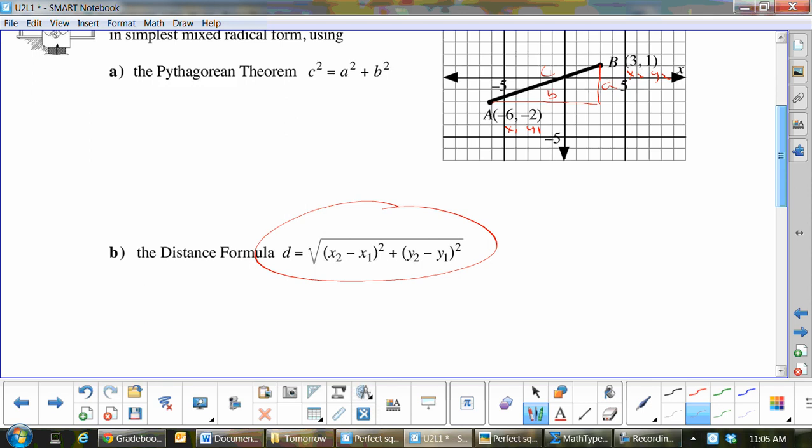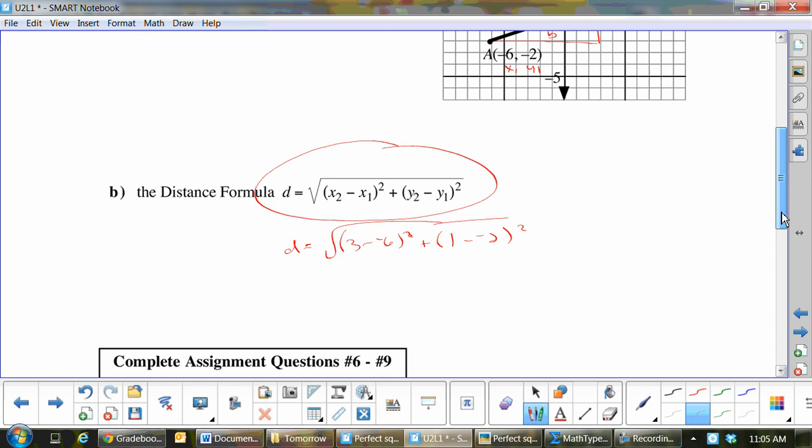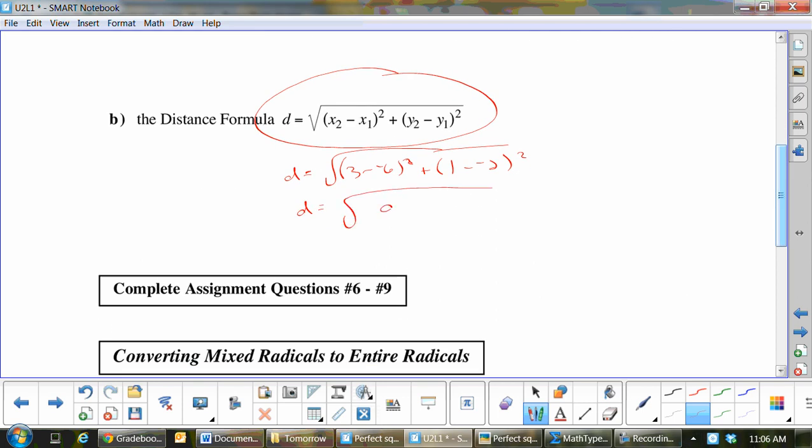So then you could just go, okay, D equals the square root of X2, which is 3, minus negative 6, squared, plus Y2, which is 1, minus negative 2, squared. If you did it making your X1, Y1 the top one and X2, Y2 the bottom one, you'll still get it right. So negative 3 minus 6 is the same thing as 3 plus 6, which is 9. So D equals the square root of 9 squared plus 1 minus negative 2, which is 1 plus 2, 3 squared. 9 squared is 81 plus 3 squared, 9. This is the same thing as the square root of 90.